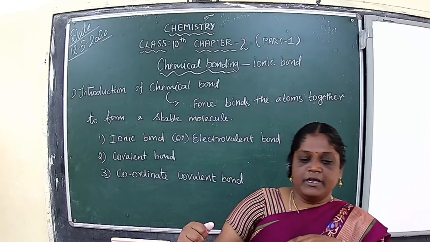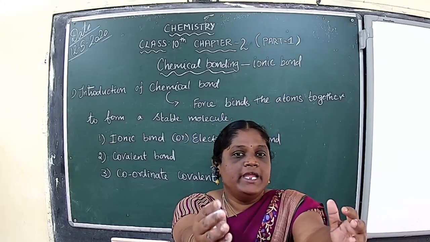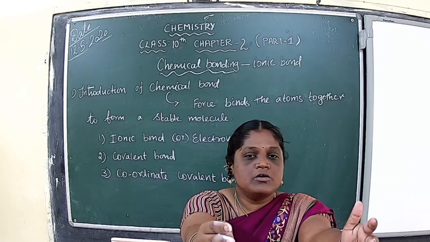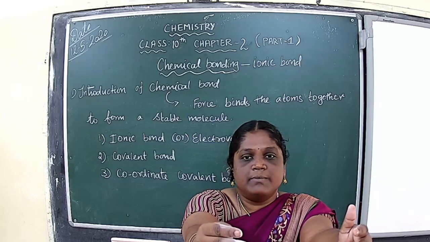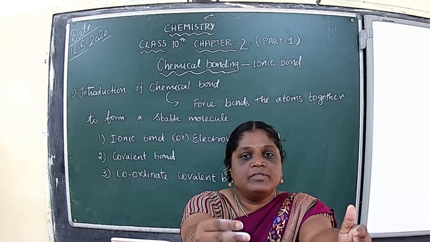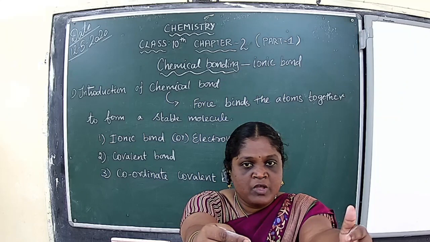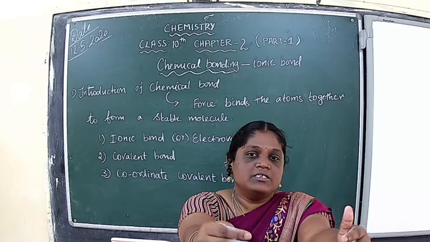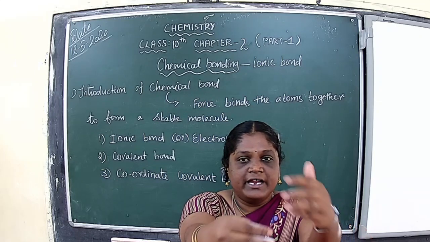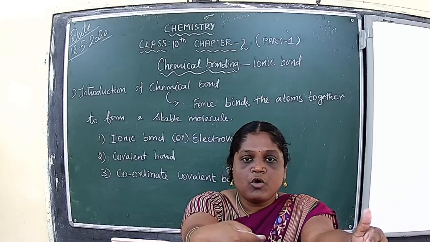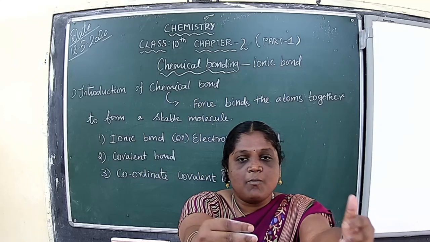So in this chapter you are going to learn about the types of chemical bond: ionic bond, covalent bond, coordinate covalent bond. We are going to learn what is an ionic bond, examples of ionic bond, the conditions of ionic bond, strength of ionic bond, and properties of ionic bond. Like that, covalent bond, and after that coordinate covalent bond. Clear? Now let us discuss one by one.